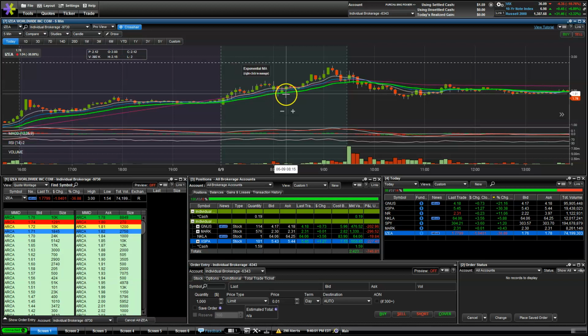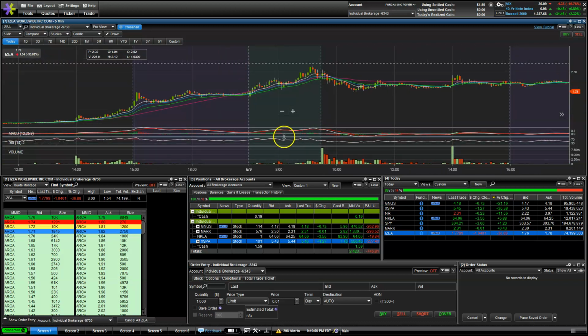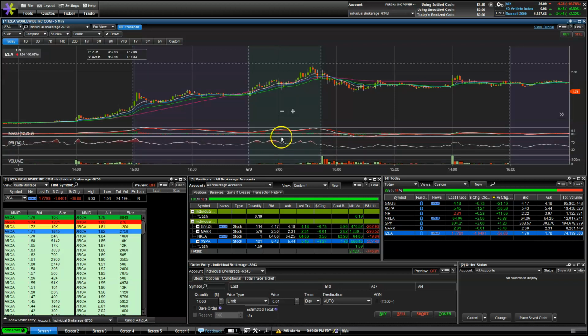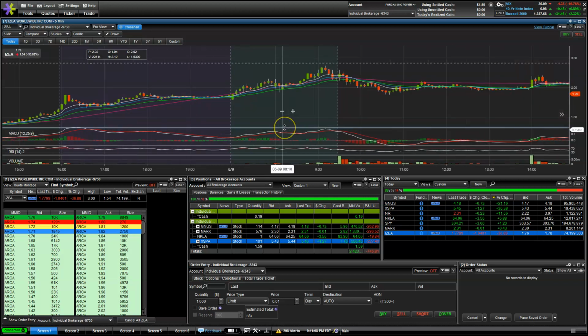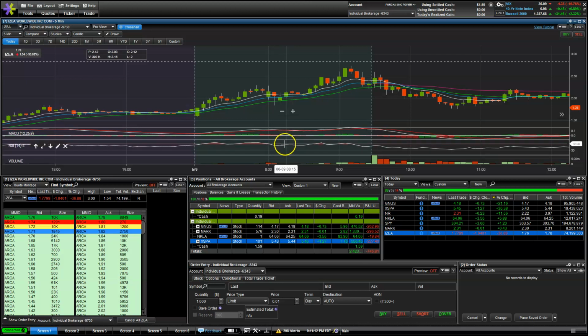That would be my indicator to sell. Now, pairing that with the RSI and the MACD, you see that it does start to show a little bit of a trend change. But with that trend change on your RSI, you don't really see that it's being oversold.